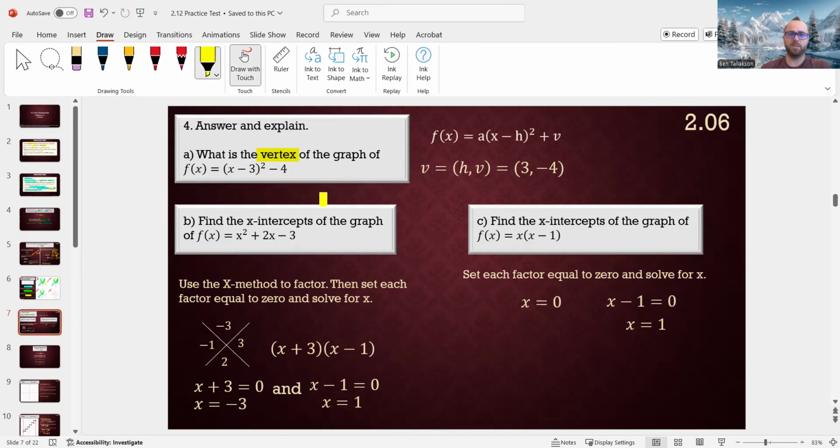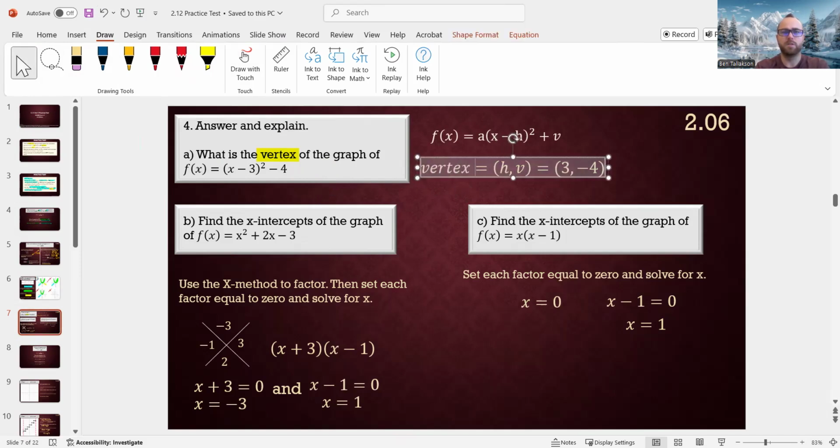So what is the vertex? The vertex, I'm actually going to write that out because that's a little confusing. The vertex is (h, v). So whatever h and v are, we put it in parentheses, and that's our vertex. Remember, h is the opposite, so positive 3, and then -4. Easy peasy, that's it. That's your vertex.